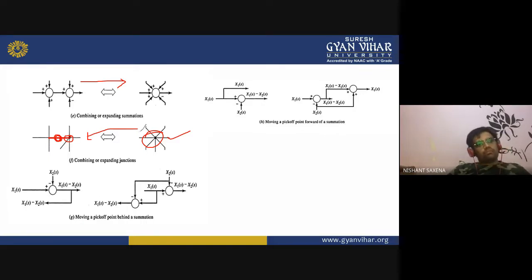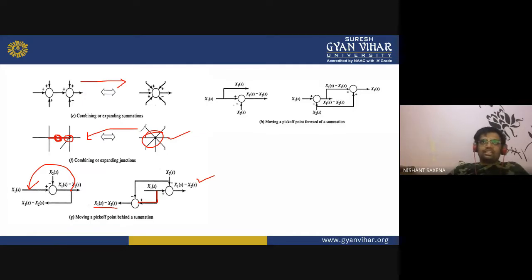Similarly, when we are moving the pick-off point behind the summation point, this is a takeoff point and we are moving it towards this side, then it is necessary that we add one more summation point over here, giving exactly the value which it was giving on this side. That is X1(s) minus X2(s). So X1(s) will be taken from this, the input will be repeated for this summation point, and X2(s) will be repeated for this summation point. I hope this is clear to you.